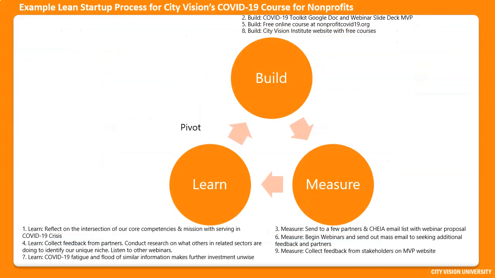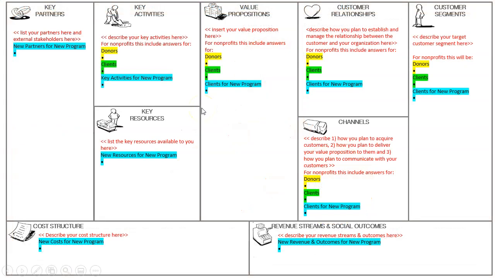So, this pivot that we made from moving from just one course, nonprofitcovid19.org, to the City Vision Institute, I would say that's not a 10% change. That's more like a 500% change to the business plan. And ultimately, that's a lot of what this is about.